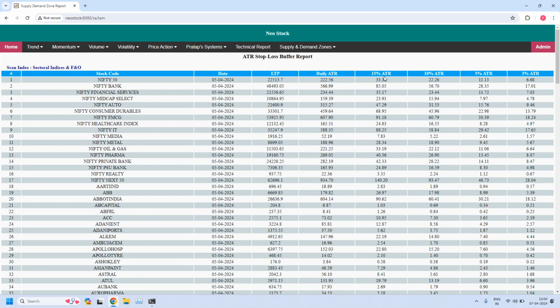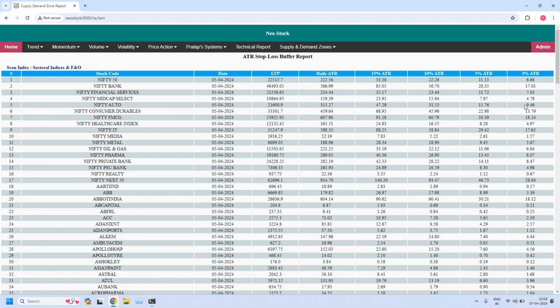From daily ATR we calculated 15% ATR, and it can be used for daily time frames. 10% ATR can be used for 75 or 125 minutes time frame. 5% ATR can be used for 15 minutes or 25 minutes time frame. 3% ATR can be used for 5 minutes time frame. Those who want to use only 2% ATR, you can calculate from daily ATR: the daily ATR value into 2 divided by 100. That's it. You will get the value.